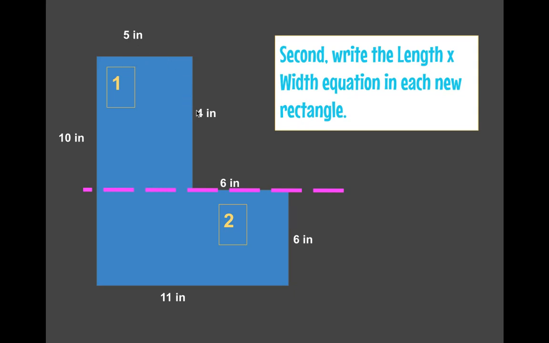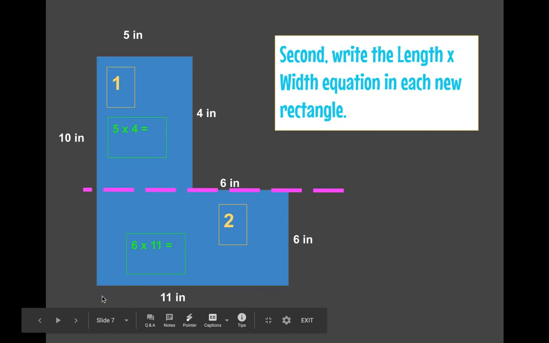Multiply 5 and 4, 6 and 11. We have 6 here and 11 down here. Remember, you're looking at the length and width for the new rectangles that you divided, not the entire figure. So make sure you are paying attention to that. So we write the length and width equation for each new rectangle. There's that one, and there's that one.